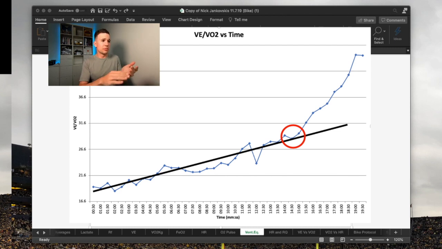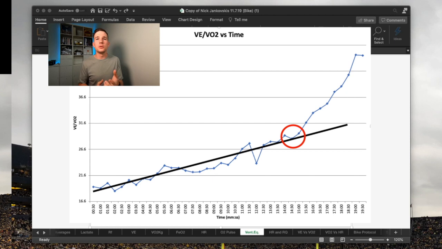I've got that linear progression through most of the test. So for the first three quarters of the test, ventilation is increasing at the same rate as oxygen consumption. For every liter of air coming into my system, I'm getting more and more oxygen consumption. As this test goes on though, at that red circle you can see on the screen, we now have a significant increase in ventilation, but oxygen consumption isn't increasing at the same rate. So we get this disproportionate change.